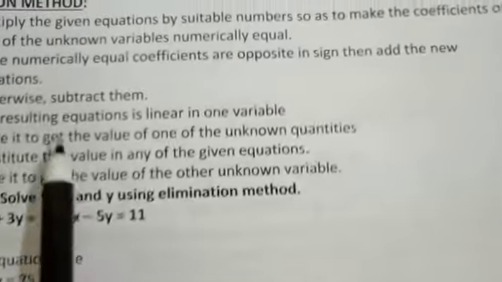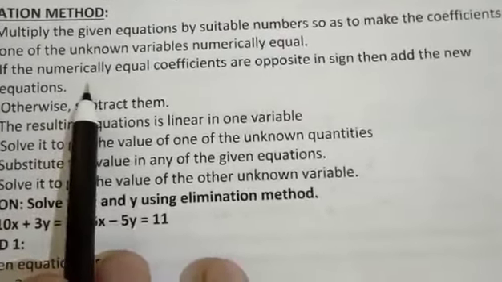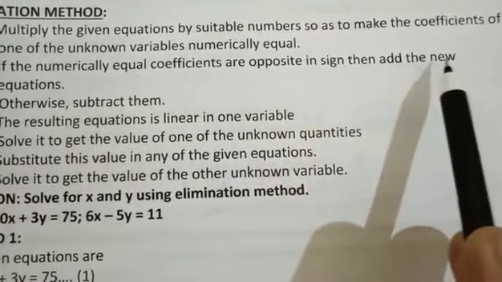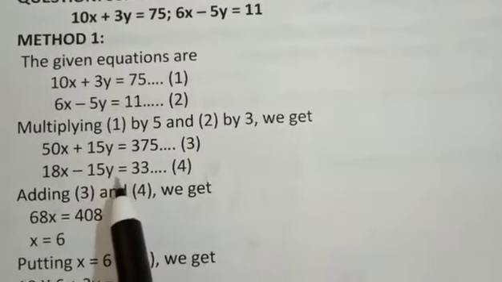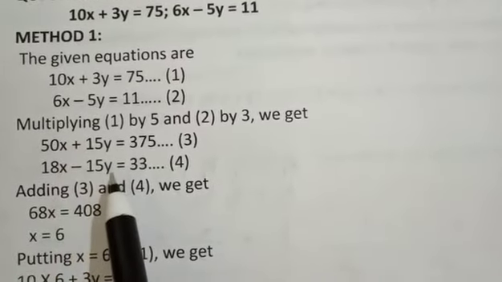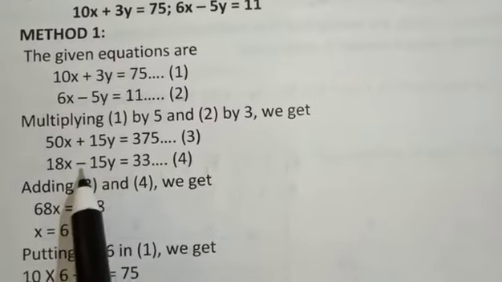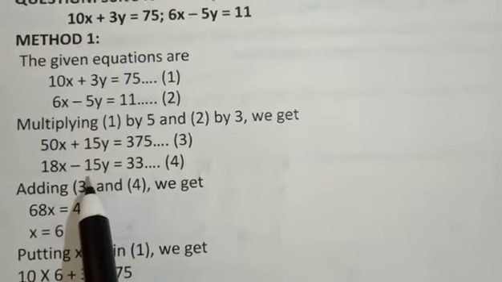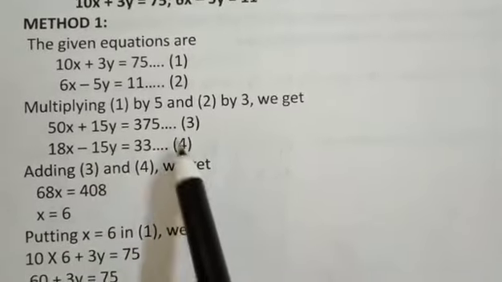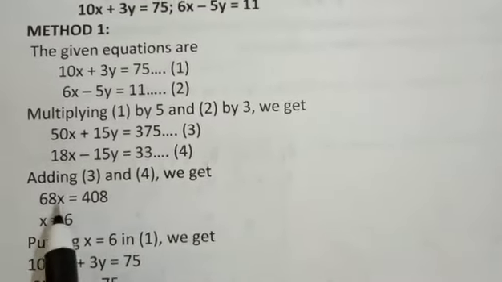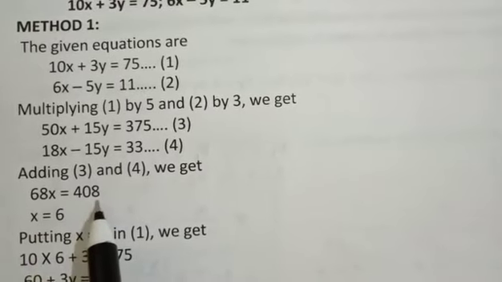Now step number 2 says if numerically equal coefficients are opposite in sign, then add the new equations. Now if we come to equations 3 and 4, the coefficient 15y has got a plus sign here and the coefficient 15y has got a minus sign here. Since they are of opposite sign, step number 2 says we will add up 3 and 4. So adding 3 and 4, we will get a linear equation in x, that is 68x is equal to 408.